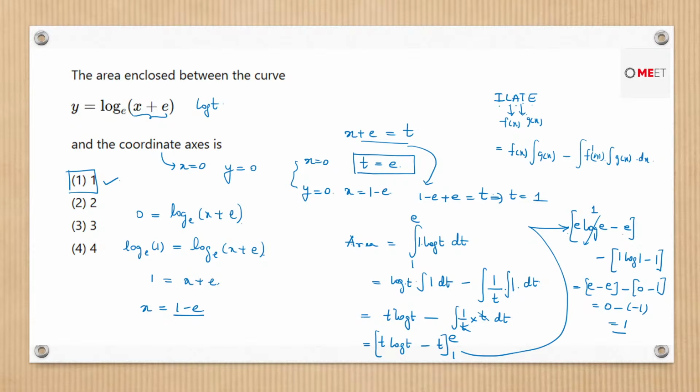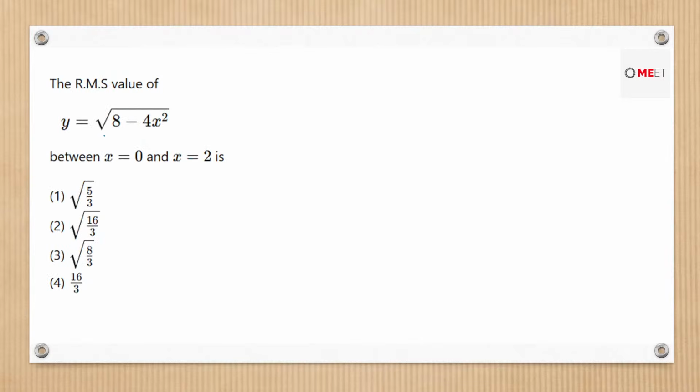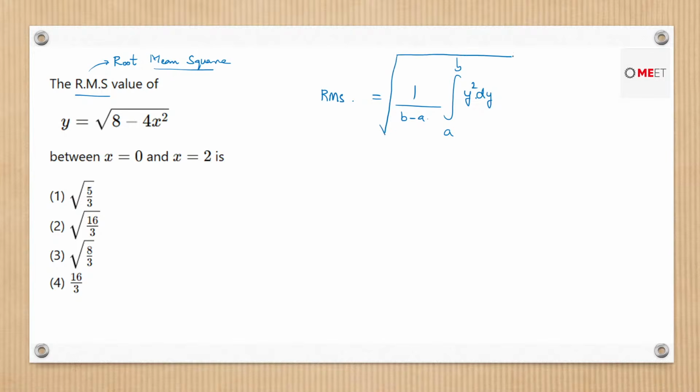Now moving to next question. The RMS value. RMS means root mean square. So the formula for this is RMS is equal to 1 by (upper limit minus lower limit, b minus a) times the integral from a to b of y square dy, under root. So this is the formula for root mean square value.